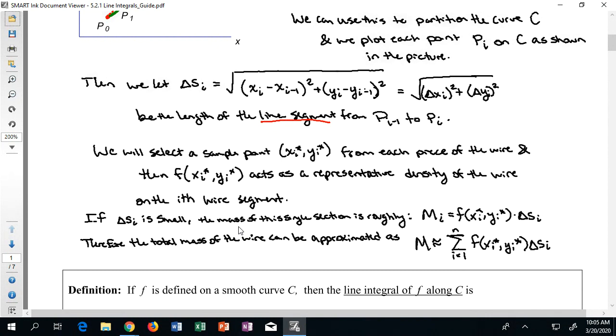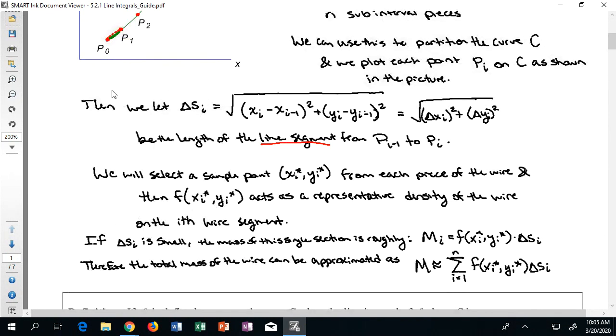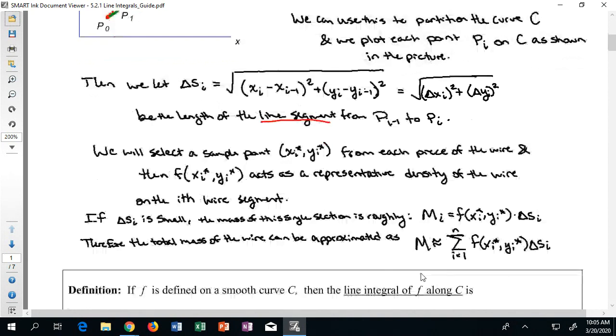So this is at least the general idea. I break up the wire into small bits, tell me how long the bit is roughly, that's delta S. Find me how dense the wire is roughly, that's my f function, and then when I multiply those together, I get a rough mass. I add all the rough masses together to get a total estimated mass.